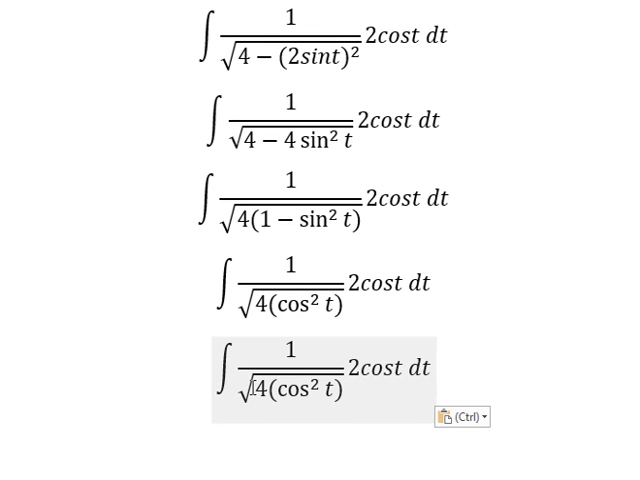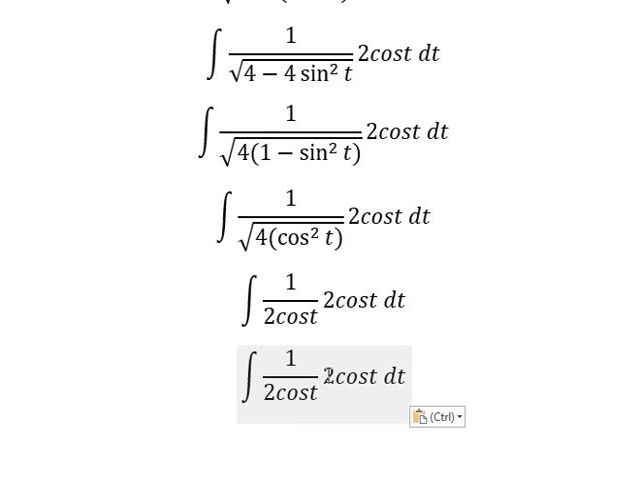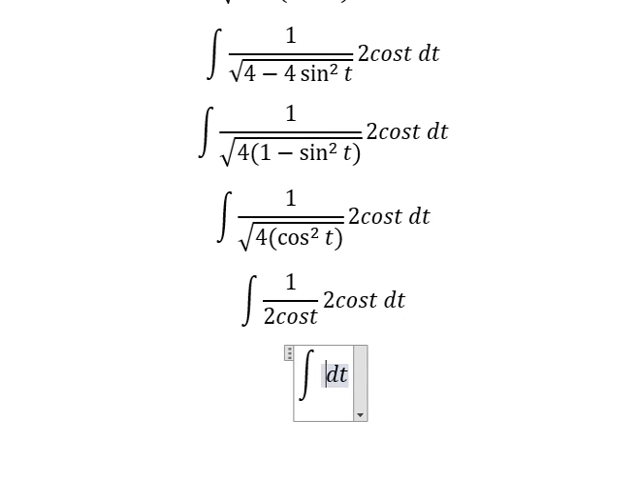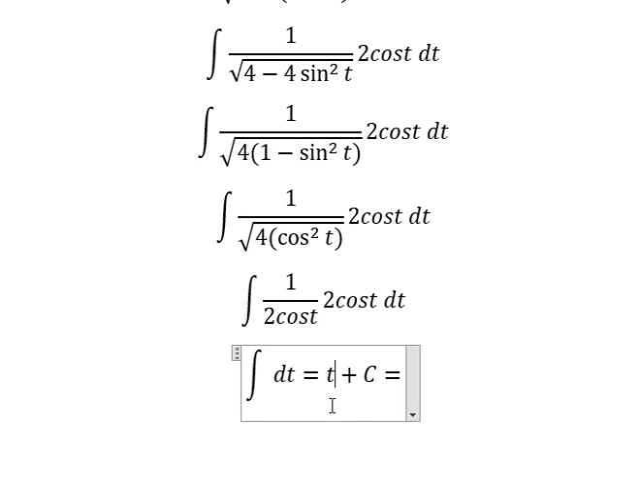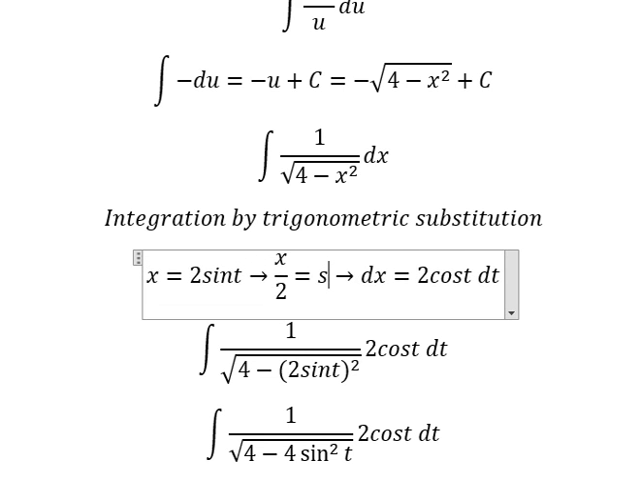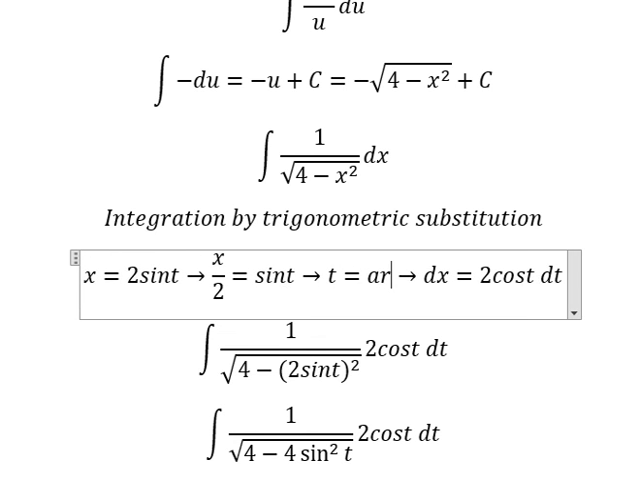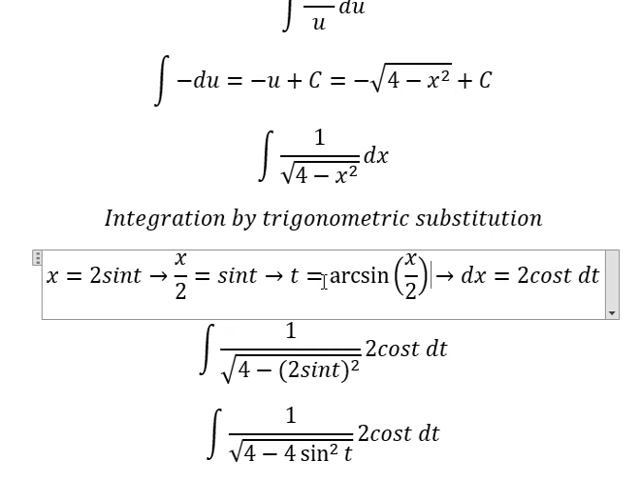The square root of 4 cosine t squared, we have 2 cosine t. And later, we need to simplify 2 cosine t. And this one you get t. And t is this one. So we need to divide both sides by 2. So we get t equal to arcsine of s over 2. So I need to put this one in place of t.